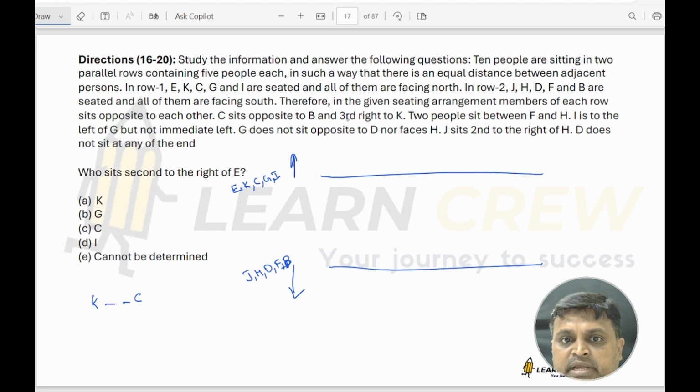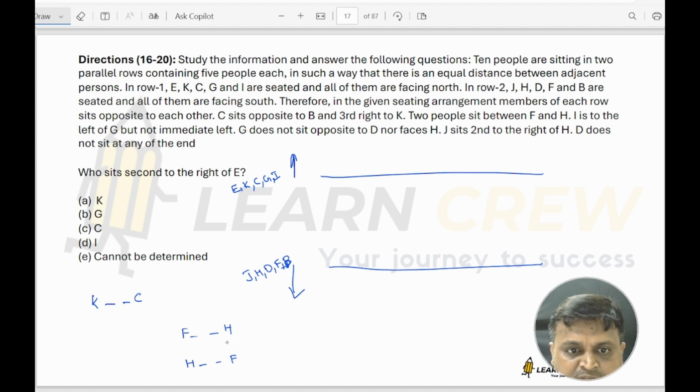C is third to the right of K. K is first right, second right, third right. C is third to the right of K. Two people sit between F and H. It can be FH or HF. Between these two, you have two persons.